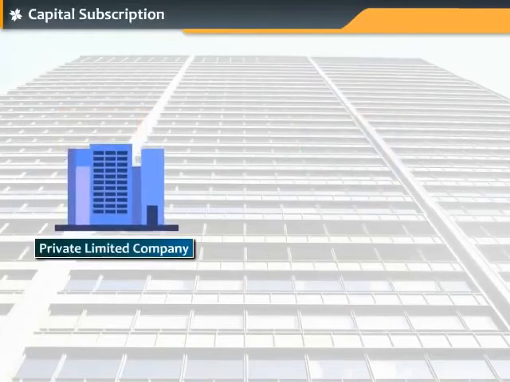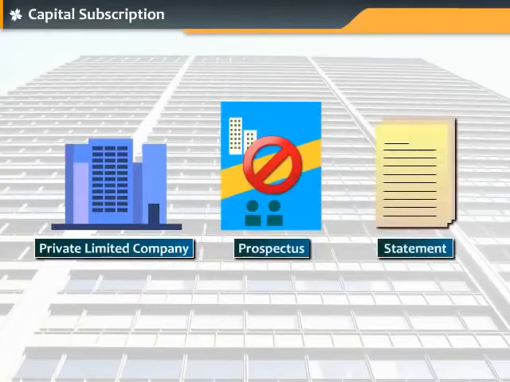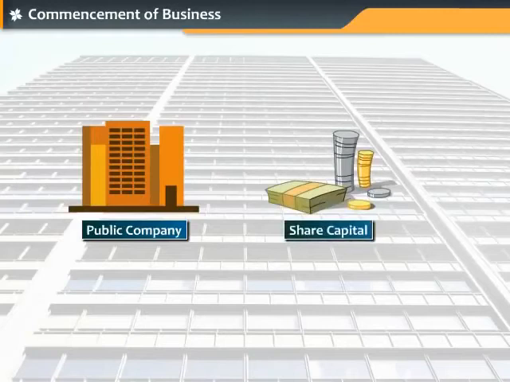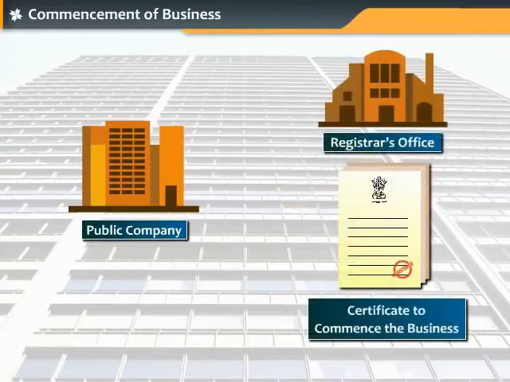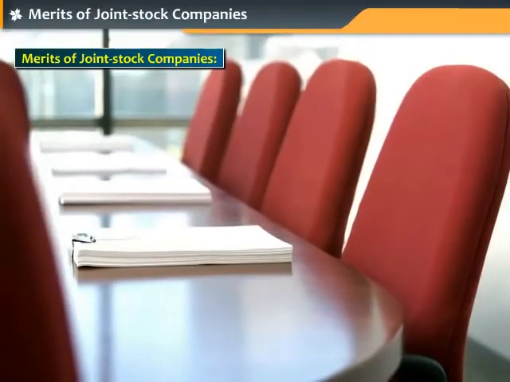A private limited company cannot issue a prospectus. However, in lieu of prospectus, a statement is submitted to the registrar. A public limited company cannot commence business just by raising capital. In order to start the business, a public limited company should get another certificate called Certificate to Commence the Business from the Registrar. Joint stock companies have a number of merits.